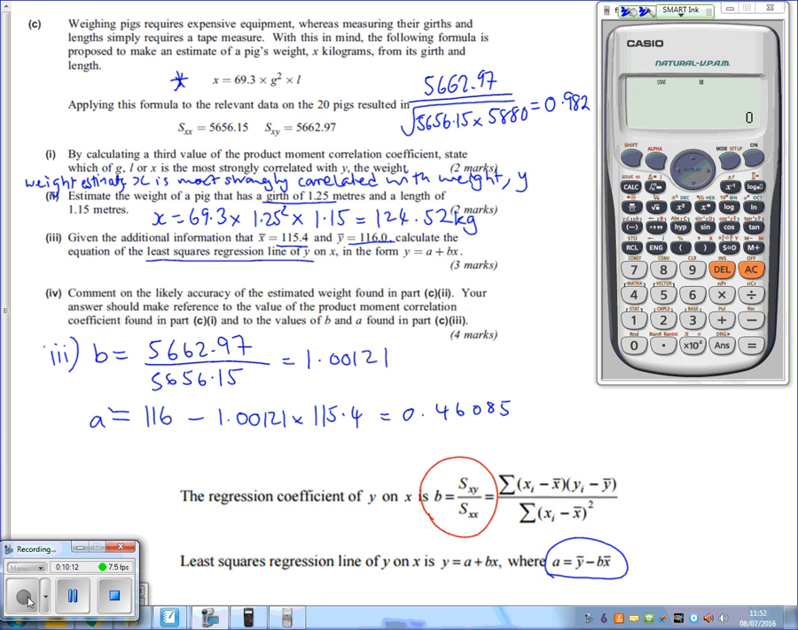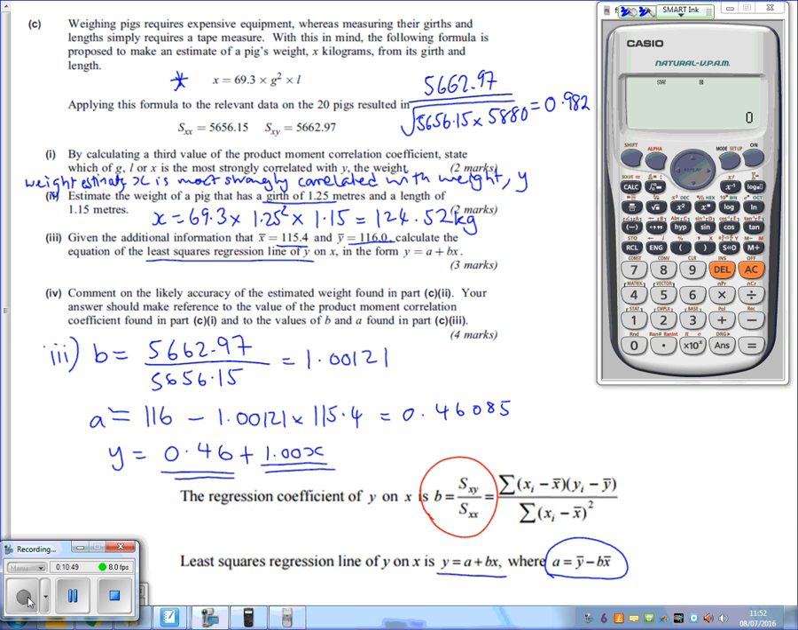So that means my least squares regression line, I can just put it in the form y equals a plus bx. So y is equal to 0.46 plus 1.00 times by x. So this is really close to 1, we can see here. We can also see this value here of a is really quite close to 0.5.